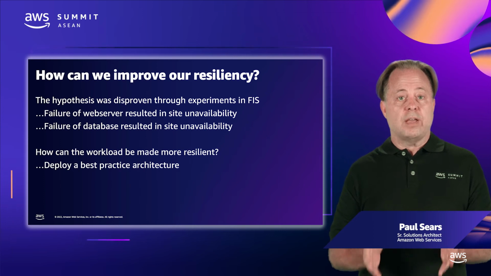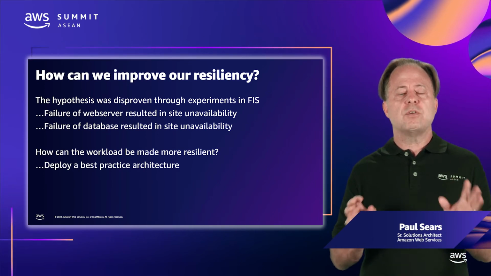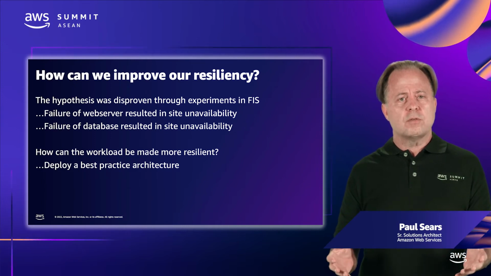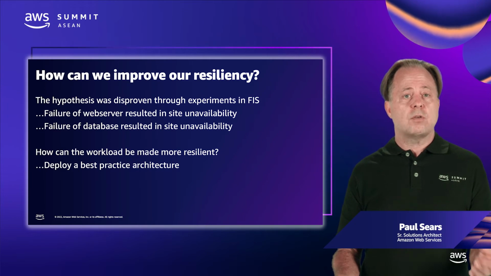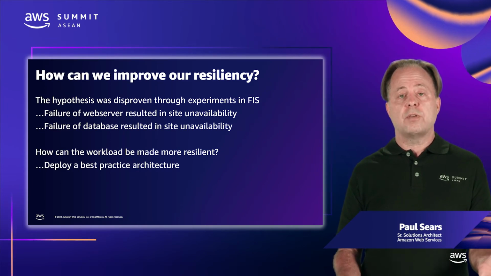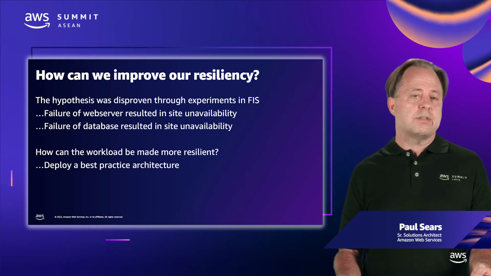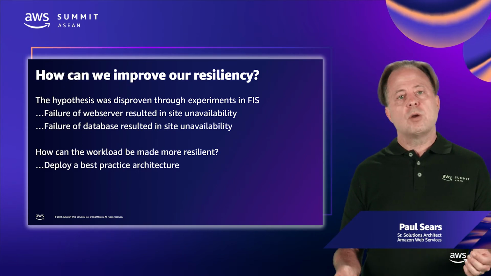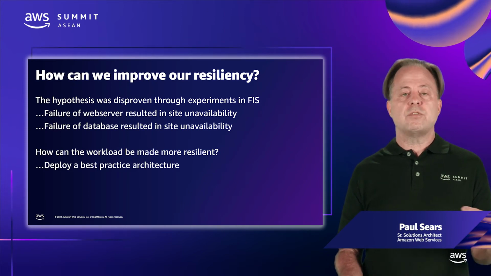Through this AWS FIS experiment, we were able to disprove our hypothesis as the system was not resilient. Failure of the web server resulted in errors on the website, and failure of the database also resulted in errors on the website. When the instance was restarted, the website returned to steady state. Thus, the experiment executed through AWS FIS revealed issues with resiliency.